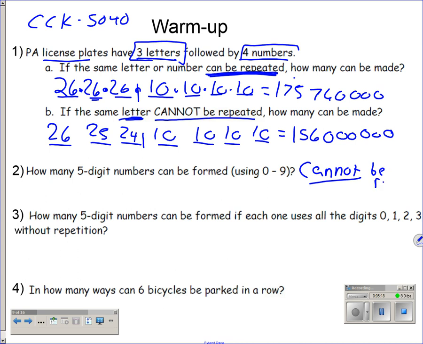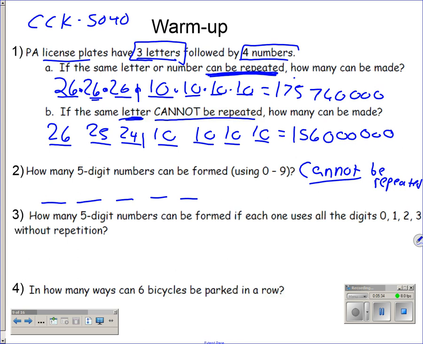I think I just spelled repeated wrong. No, I didn't. Okay, we're good. So we would space it out: 1, 2, 3, 4, 5. We've got 5 spaces. How many options do I have on that far left? How many options do I have to choose from?